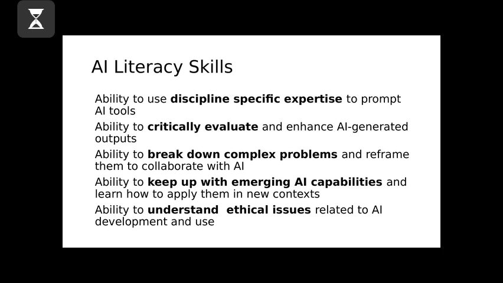So the second ability is related to this one: the ability to critically evaluate and enhance AI-generated outputs. The first time you prompt an AI, the result will always be the average, very broad and generalized response. So how do you critically evaluate this? How do you break down the AI output and identify maybe discrepancies in it, biases in it, inaccuracies in it? So here you will use your critical thinking skills, your ability to break down complex problems and reframe them, and collaborate with AI.